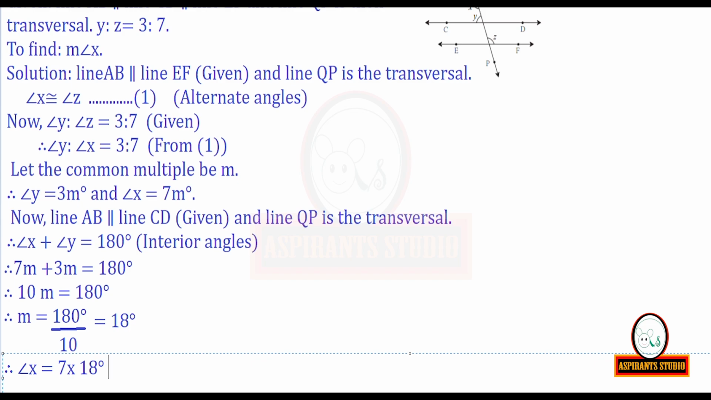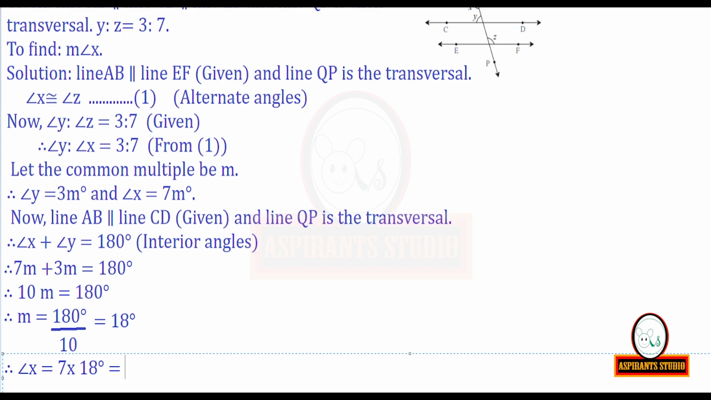So your final answer is measure of angle x is equal to 126 degrees. Wherever you have to write the reason, you have to write it properly then and there, because you will lose marks if you are not writing the reasons. In 9th standard and 10th standard, this is the method to be followed. So you have to follow the method properly.